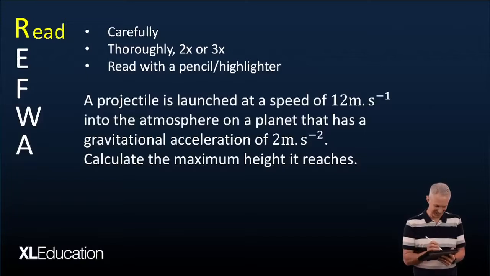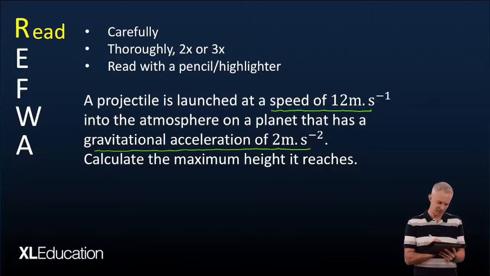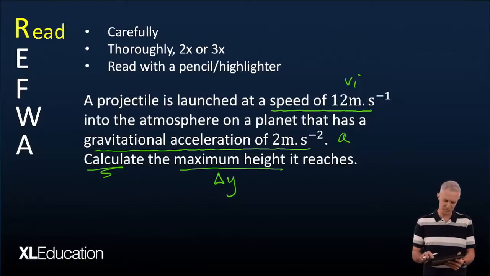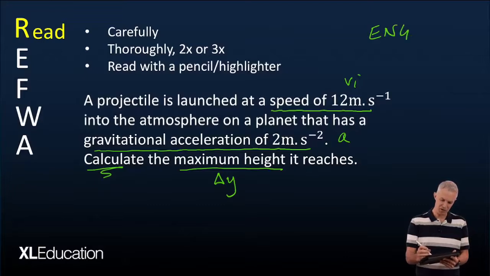Could be. Okay, so on the second read, the projectile is launched at, here we go, this is the important stuff, a speed of 12 meters per second into the atmosphere on a planet that has a gravitational acceleration, there's an important little phrase, of 2 meters per second squared. Calculate, now that's an important word because it tells me what kind of question we're doing, calculation. Calculate the maximum height it reaches. And then in my third read, I'm actually just going to annotate things. The speed, well, that was the initial speed, acceleration, calculate, okay, that was the maximum height, that'll be delta y. You get the idea. So that's how you read and make sure that you're making eye contact, engaging with your question. Okay, let's move on.